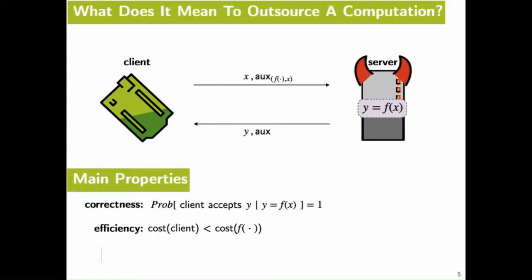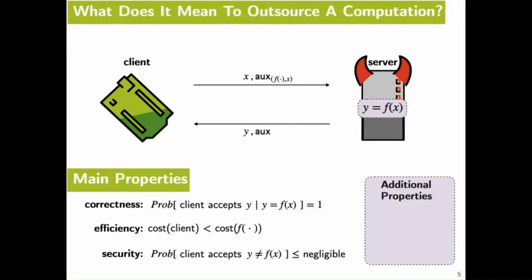And finally, we want to have security. Security states that the client will never accept a value Y which is not the legitimate output F of X, or at least it accepts wrong values only with negligible probability. And negligible means so small that it never happens.